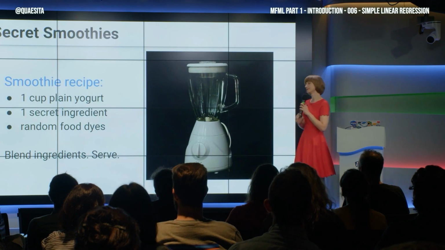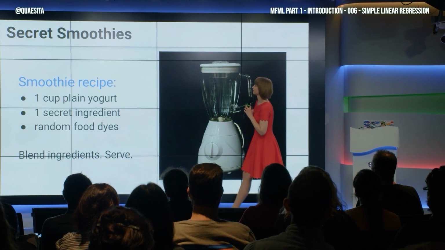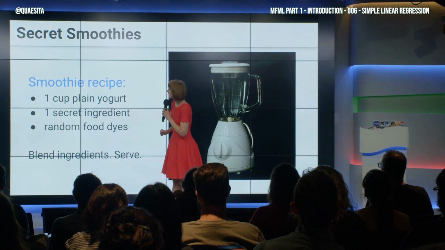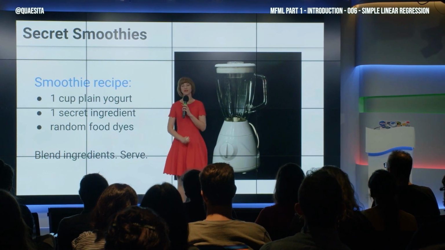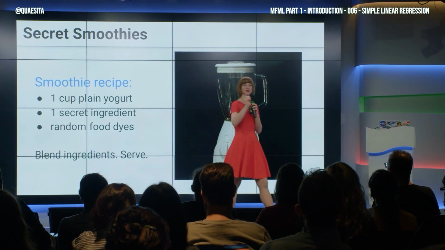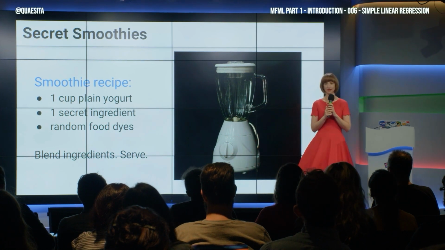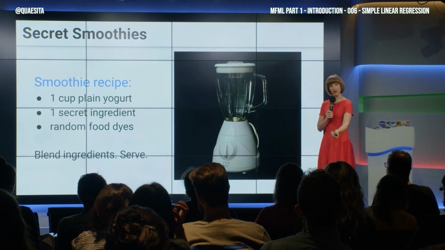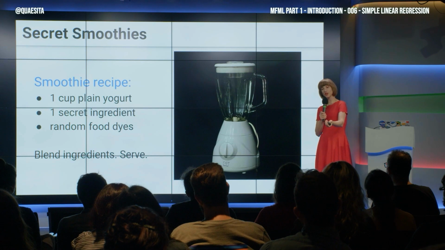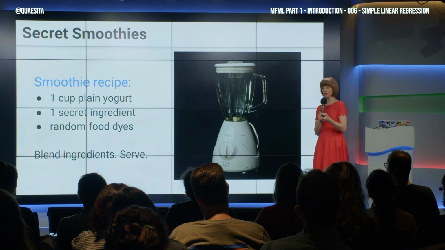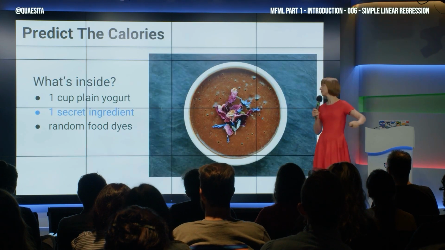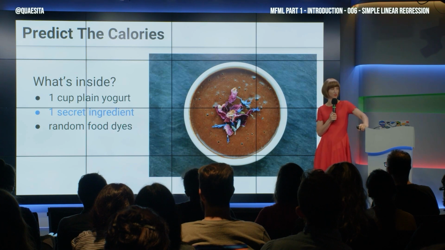For our example, we will be making smoothies. Every smoothie will have 1 cup of plain yogurt, 1 secret ingredient, and a bunch of random food dye so that you cannot tell what is in there. I blend it up, I serve it to you, and your goal now is to shout at me, what are the calories in this smoothie? Go.